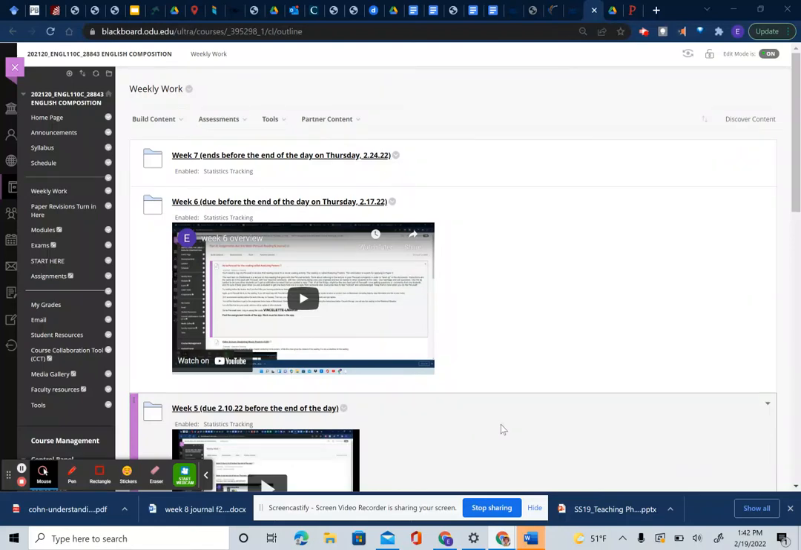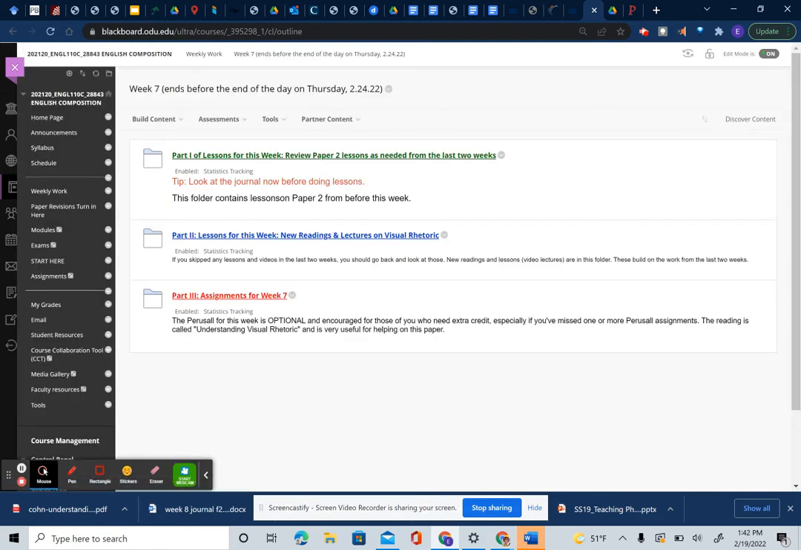This is the work for week number 7, due before the end of the day on Thursday, the 24th of February. As always, I have the timer set on Blackboard for Friday morning at 6 a.m. So if you want to work past midnight on Thursday night, it won't be marked as late. I'm going to go ahead and open up the week number 7 work.